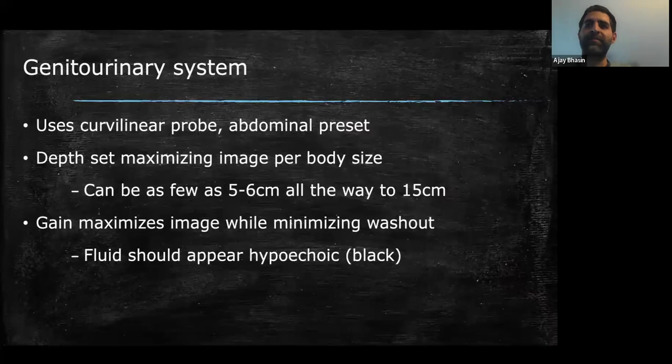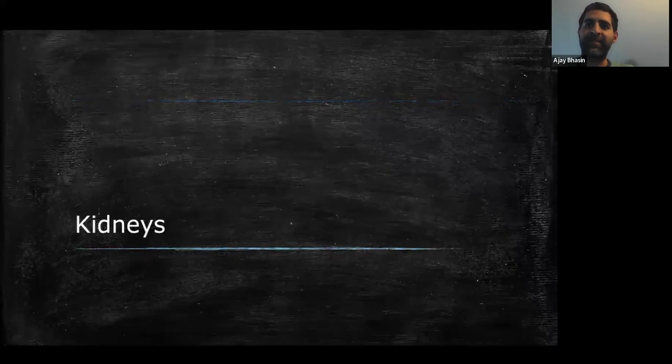For the abdominal exam, we're going to choose the curvilinear probe, with the abdominal preset to maximize your image quality. You're going to adjust your depth to maximize the image per body size, remembering that children have a variance in their body size as they age. It can be as little as 5 to 6 centimeters, all the way to 15 centimeters or so, as you can find in adults. And make sure for the gain, you maximize the image while minimizing the washout. So what that means is the fluid should appear hyperechoic black, and the other organ structures should be visible but not too bright.